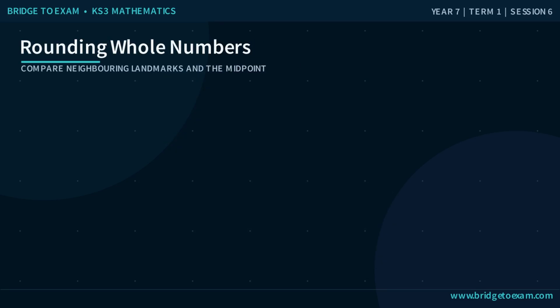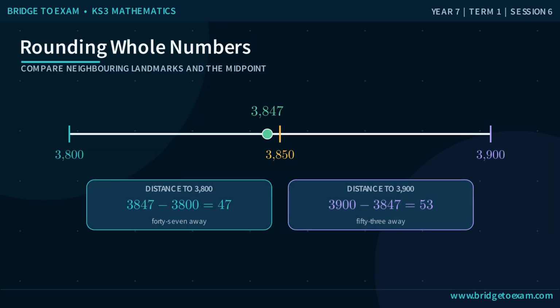Let us round 3,847 to the nearest hundred. The neighboring hundreds are 3,800 and 3,900. Their midpoint is 3,850. Our number, 3,847, is below the midpoint, so it is closer to 3,800. The tens digit is 4, confirming that we round down.